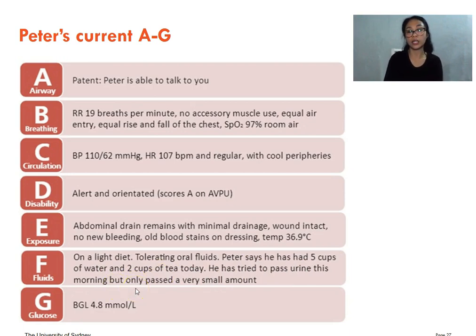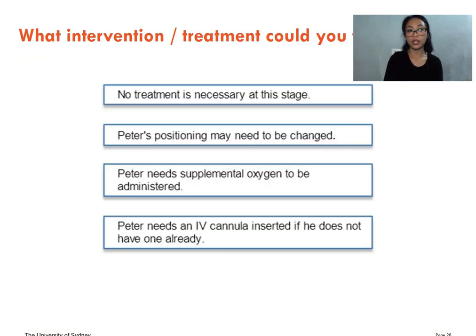So have a think about, between the hours of 6 a.m. to 10 a.m., he's only passed 100 milliliters of urine. His glucose level, he is diabetic, is 4.8 millimoles per litre. So what interventional treatment could you take? Do you think that treatment is not necessary at this stage, that maybe we could just change his position, or maybe we'll just give him some supplemental oxygen? Should he have an IV cannula inserted if he doesn't have one already?